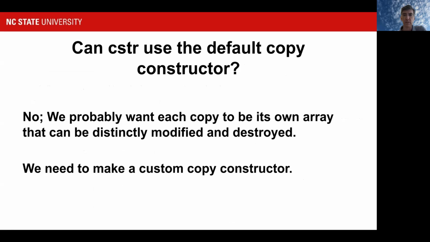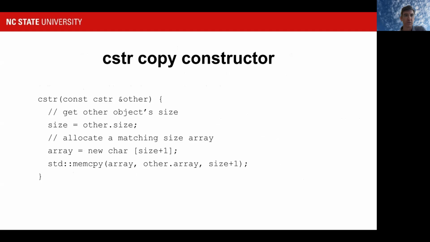Okay, so can we use the default copy constructor? No. We want each copy to be its own array that can be distinctly modified and destroyed, so we need to make a custom copy constructor. And so here's what our copy constructor is going to look like. Now again, it's a constructor, so it's a function that has the same name as the class. And then the argument to a copy constructor is another object of the same type, so it's a C string object. And we pass a reference to it so that it's efficient and we don't need to make a copy to call the copy constructor.